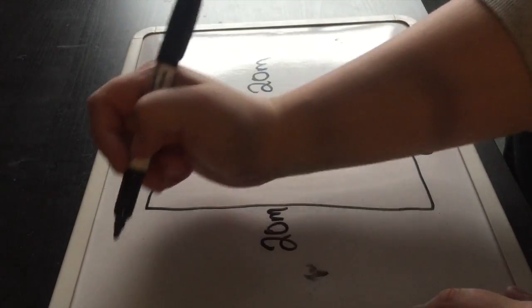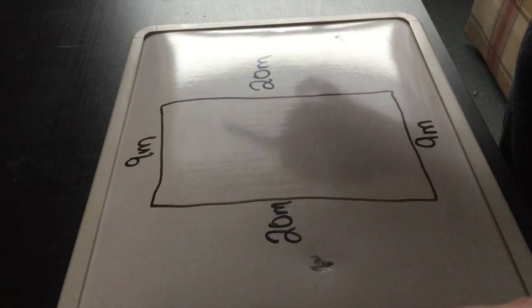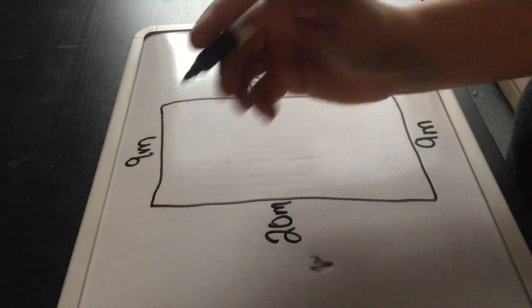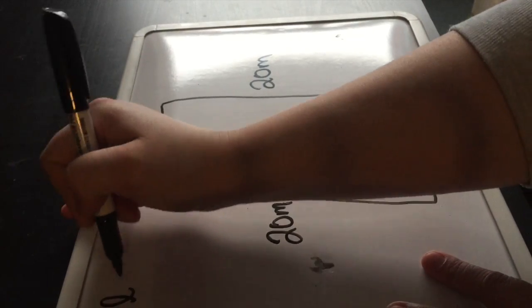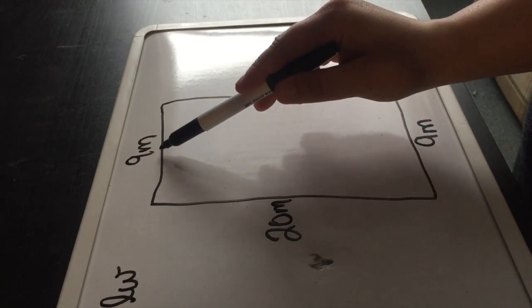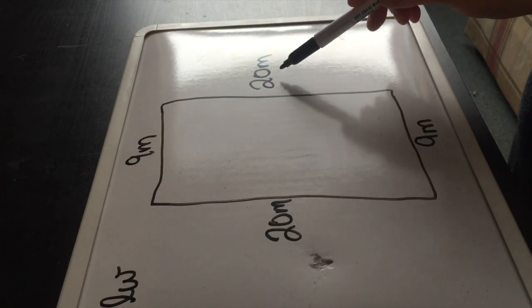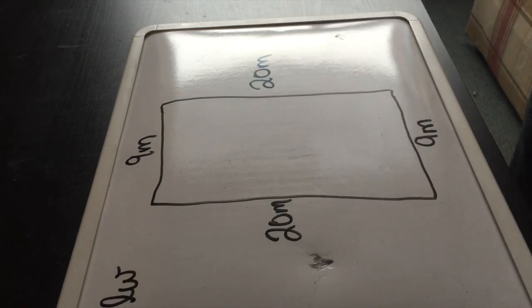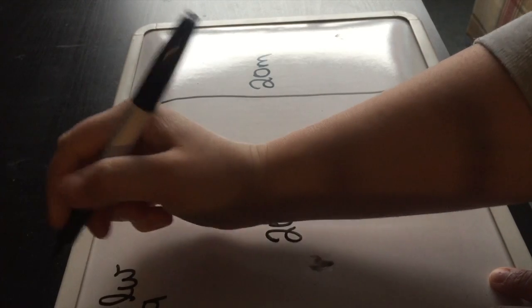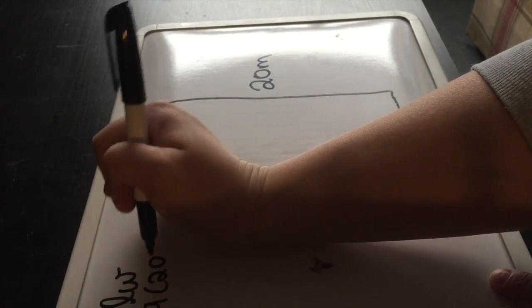For our area, you write A equals. You can probably figure out why it's A equals. A for area. Area is length times width, or this many groups of this many. In this case, it would be 9 groups of 20.